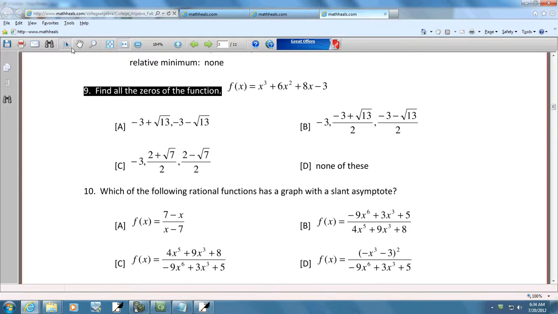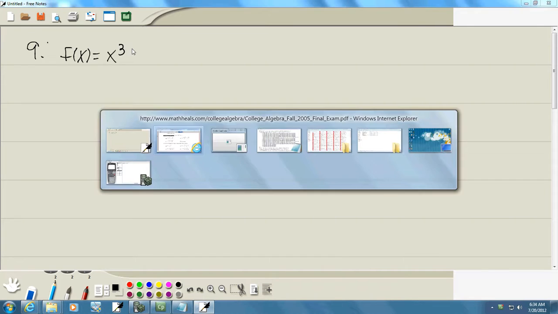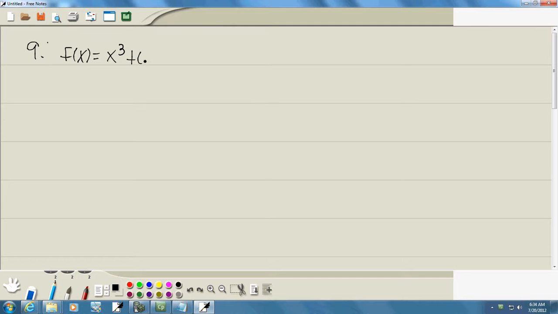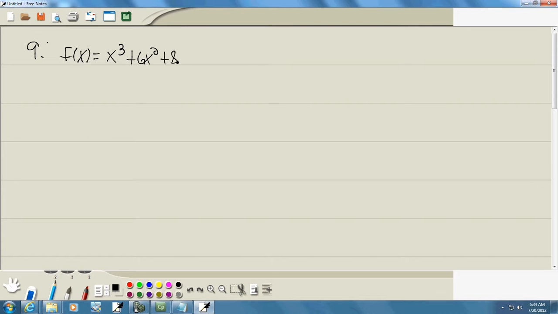So find all the zeros. Well, what that basically means, let me write this problem down first. f of x is equal to x to the third plus 6x squared plus 8x minus 3. To find all the zeros, that basically means to set it equal to 0. So let's go ahead and do that. x to the third plus 6x squared plus 8x minus 3 equal to 0.